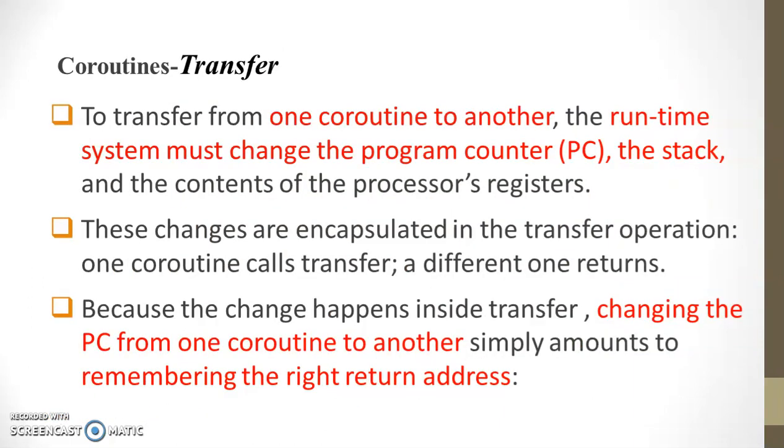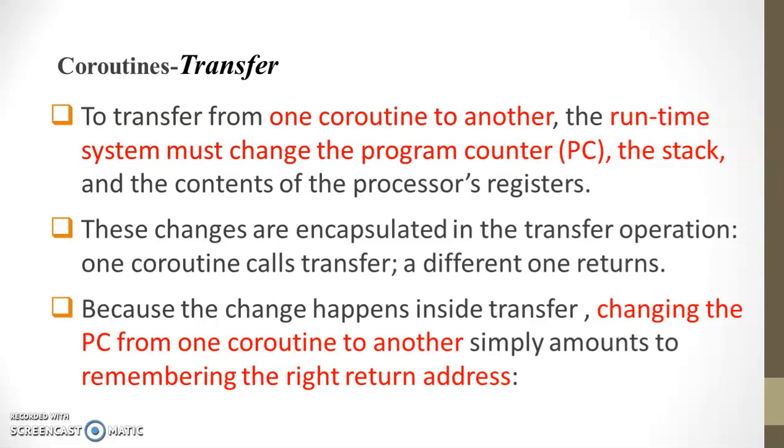Then transfer. To transfer from one coroutine to another, the runtime system must change the program counter, stack and the contents of the processor registers. So from the program, we have learned that you need to initialize the parameters and then perform the transfer operation. Before performing the transfer operation, you need to detach from its calling program. Before transferring from one coroutine to the other, the runtime system will be changing the value of the program counter, the stack and the contents of the processor registers.